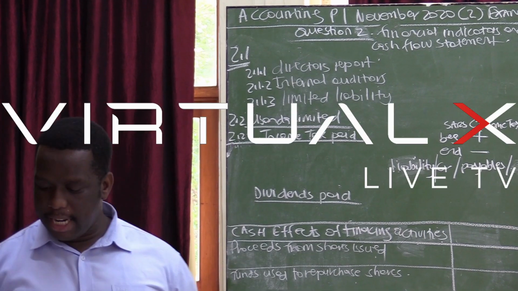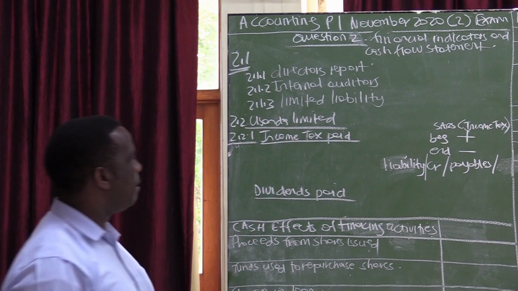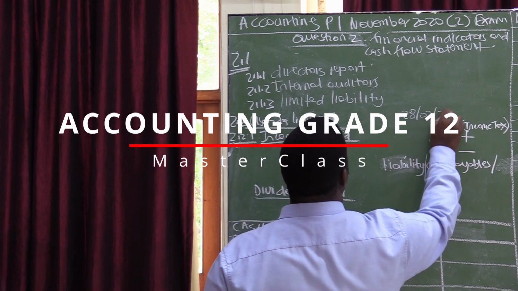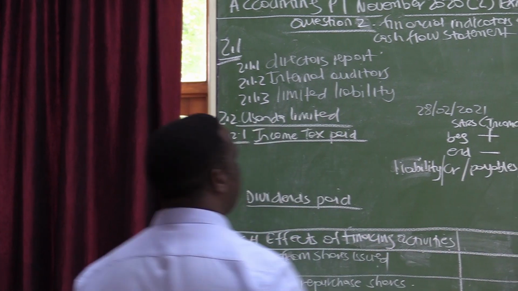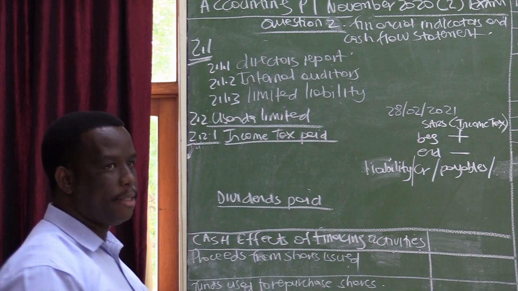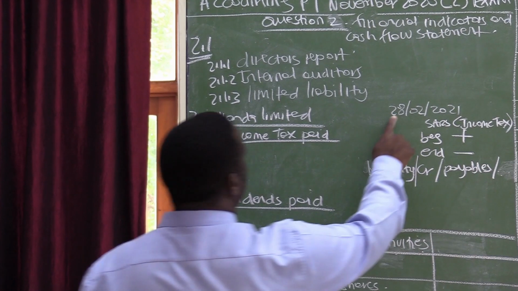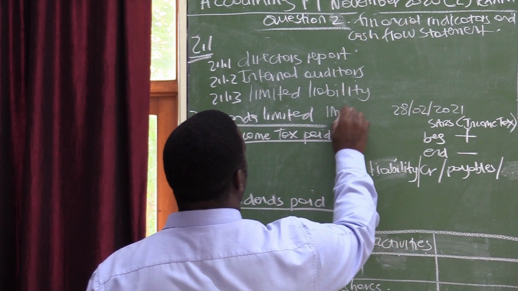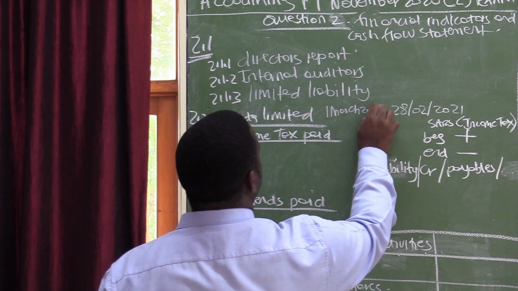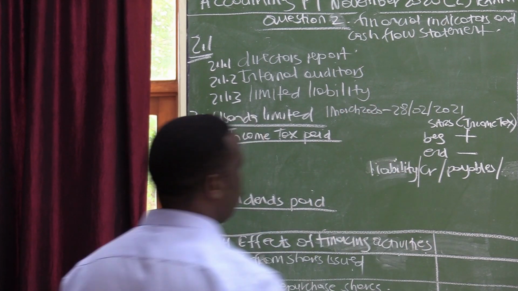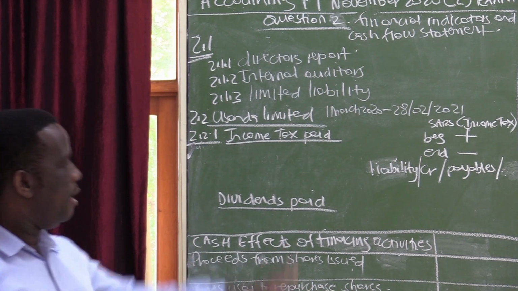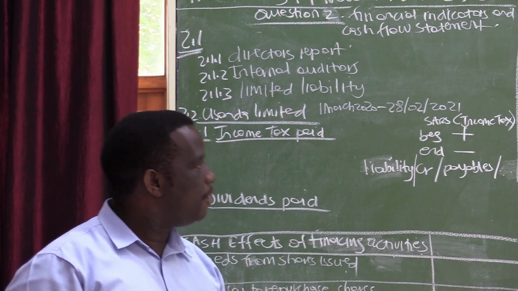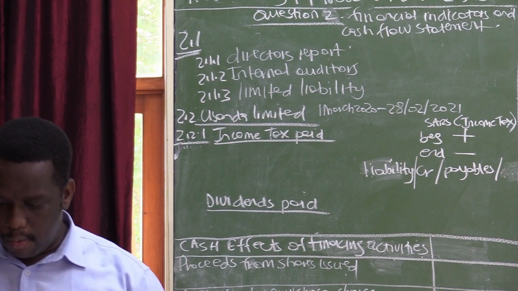Usanda Limited, the financial year end is 28 February 2021. Remember, the financial year is the period of 12 months. So if the year end is 28 February 2021, it means that the year started on the 1st of March 2020. So the accounting period that we are dealing with in this activity starts on the 1st of March 2020 and ends on 28 February 2021.